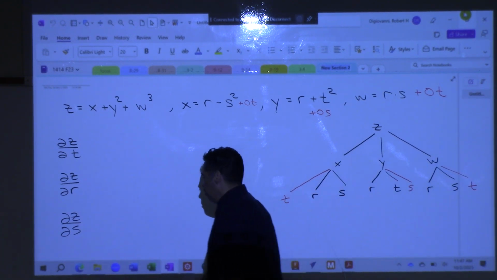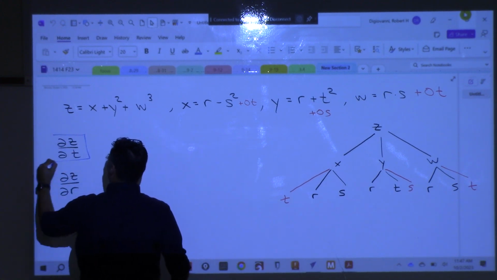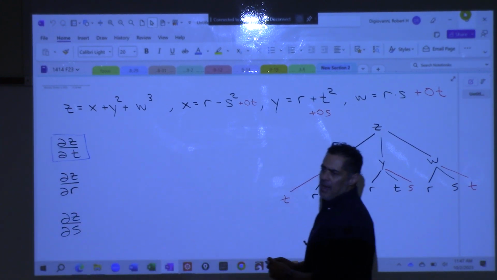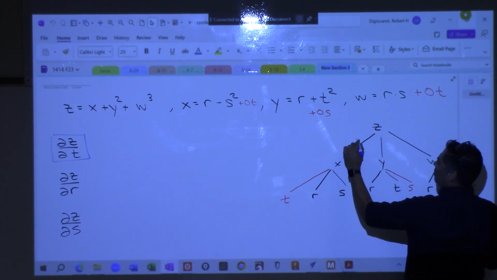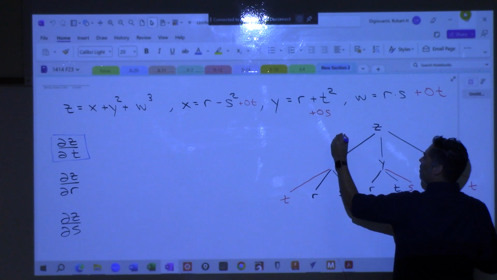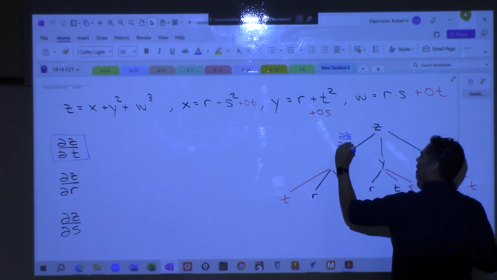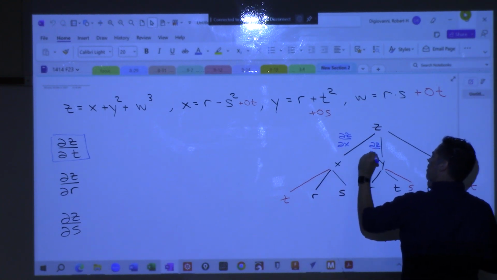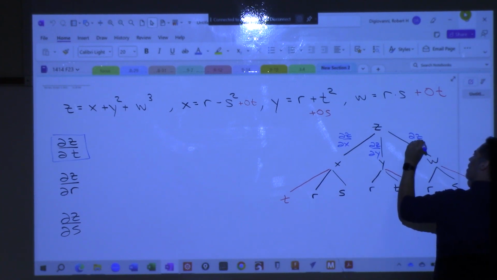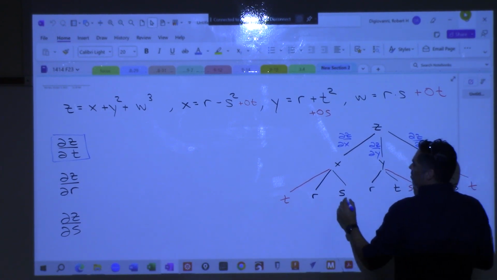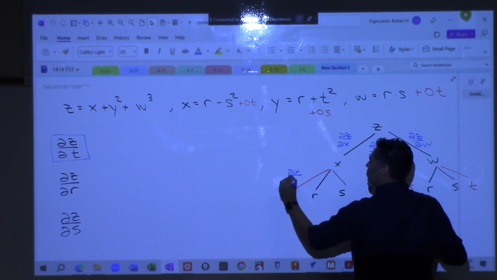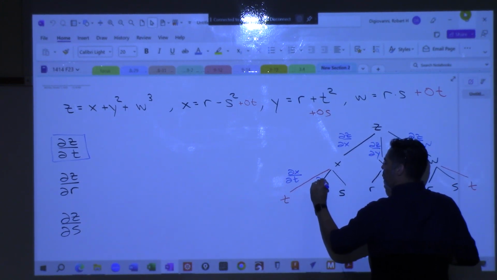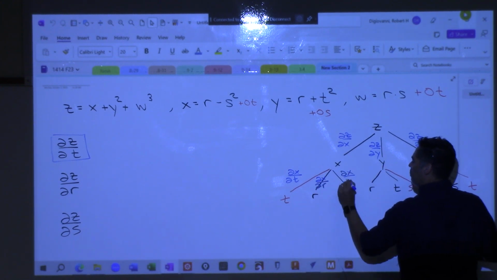Let's do this one. So what I need to do is go down the branches that get me down to the t's, right? So that'll be, oh, I didn't put them in here, sorry. From here to here, partial z with respect to x, this one partial z with respect to y, this one partial z with respect to w. These are all partials too, right? Partial x with respect to t, partial x with respect to r, partial x with respect to s.